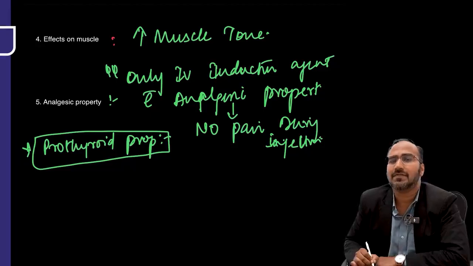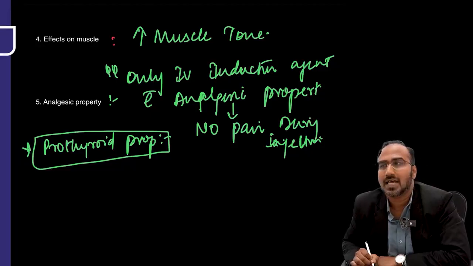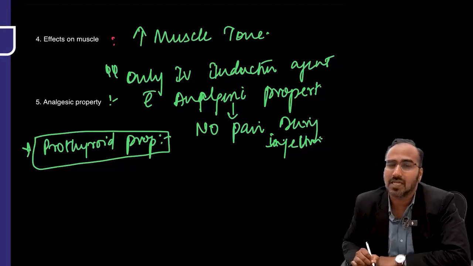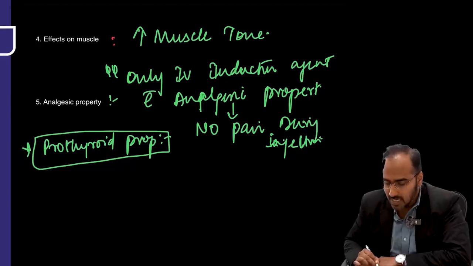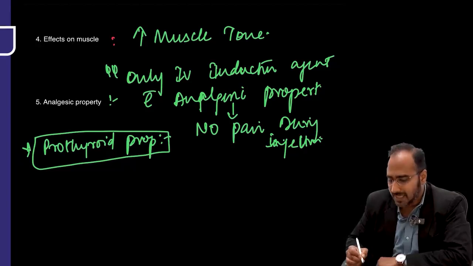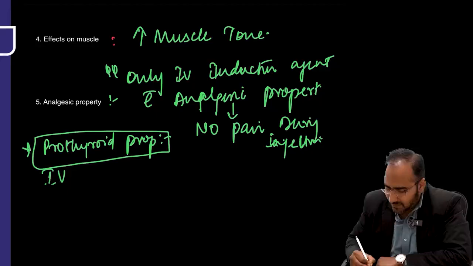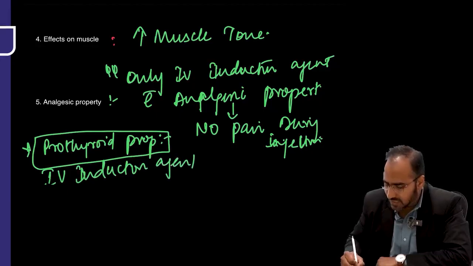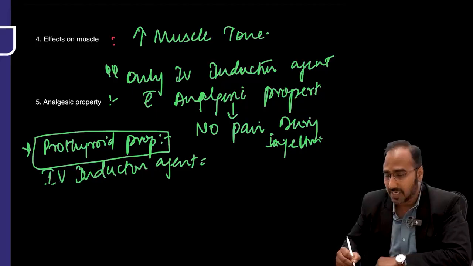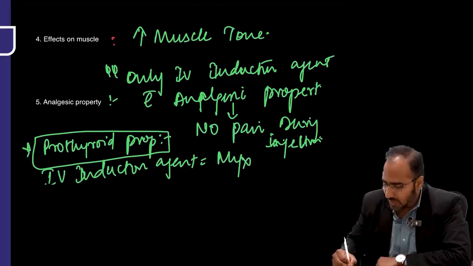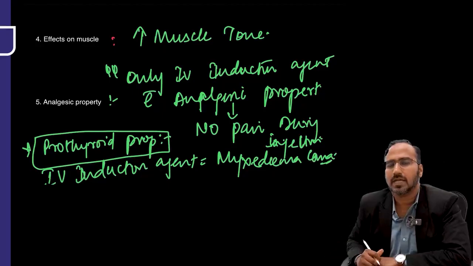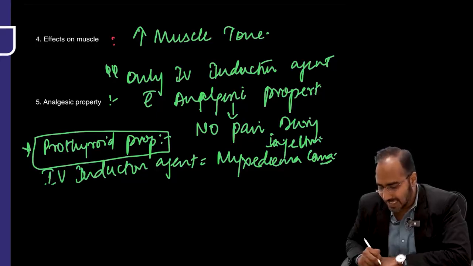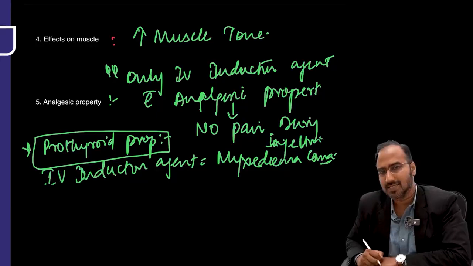Which was the IV induction agent which was having anti-thyroid properties? Thyroid, T. So that agent also starts with T. Thiopentone was having anti-thyroid properties. Ketamine is having pro-thyroid properties. Hence, it is regarded as the IV induction agent of choice in, come on guys, myxedema coma patient. Okay, that's regarding the effects of ketamine on various systems.